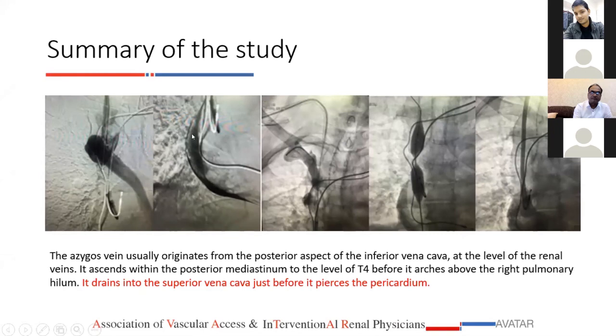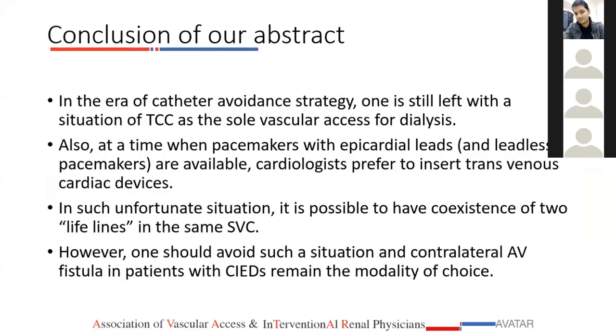So if you see this kind of a film, just don't panic that you have punctured the heart or something of that sort. And then, as I said, we did all sorts of dilatations, and then we managed to get into this proper working up. So, in our conclusion, we said that when we talk about catheter avoidance surgery, we are still left with TCCS, sole vascular access.